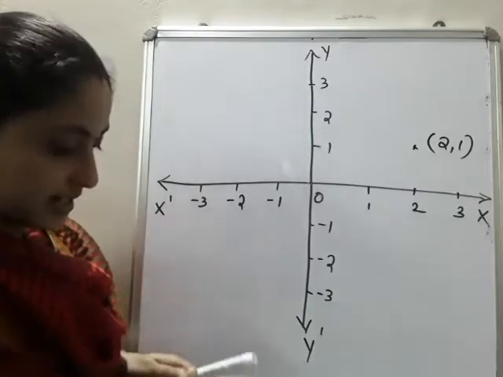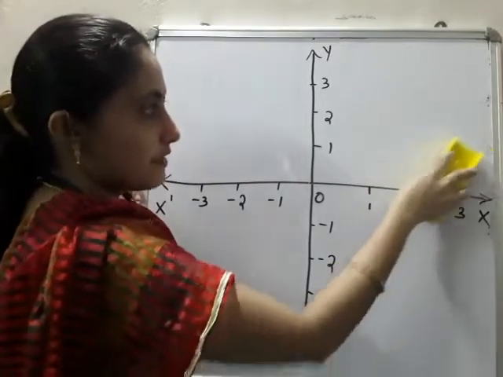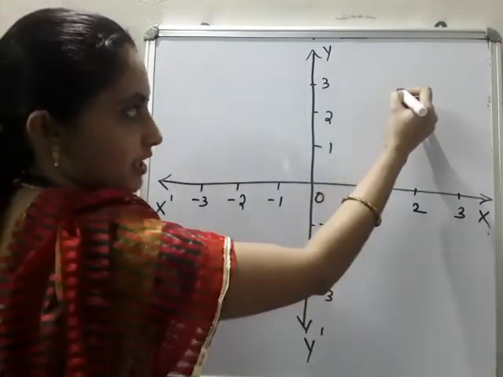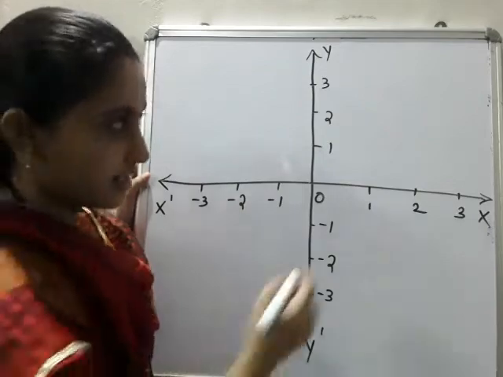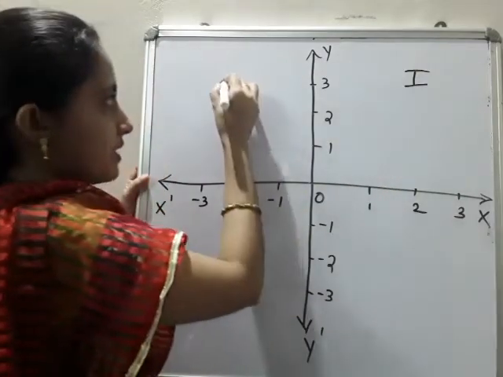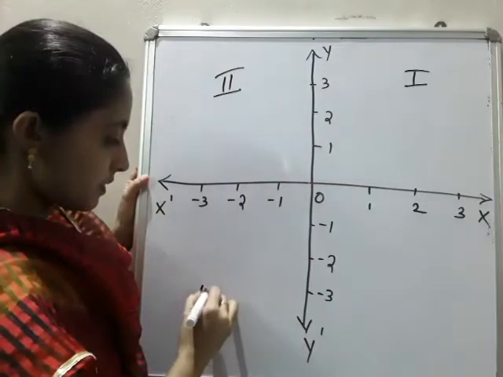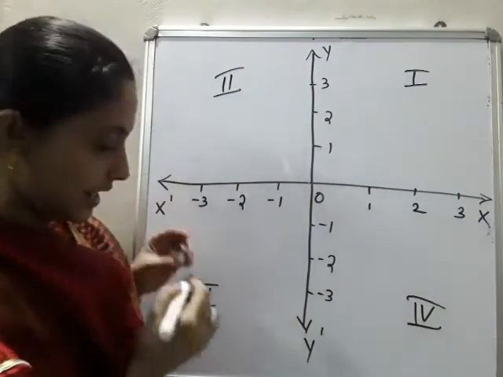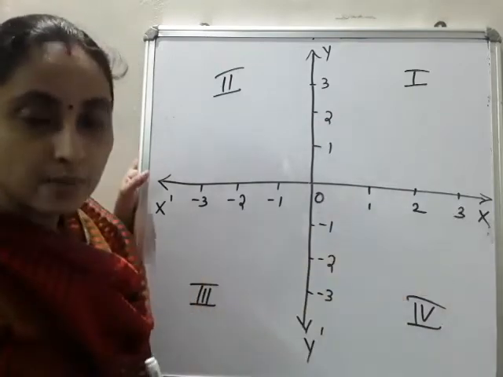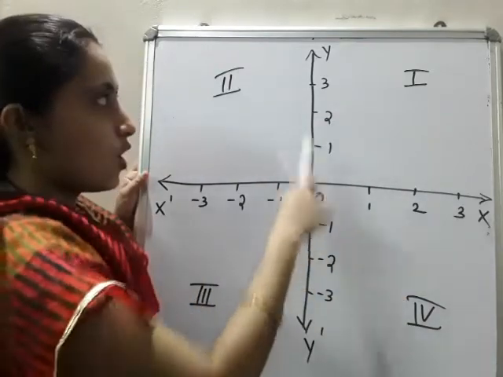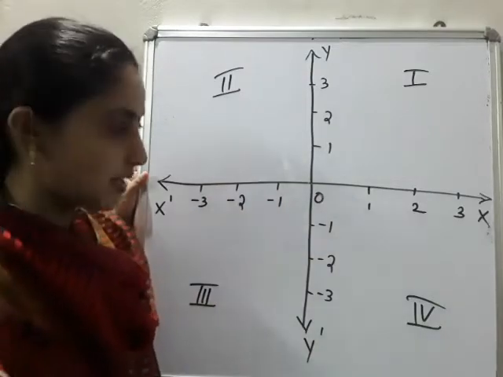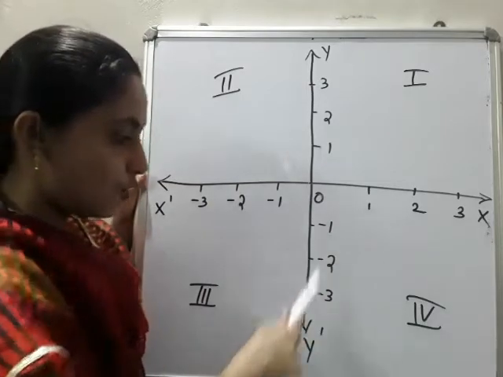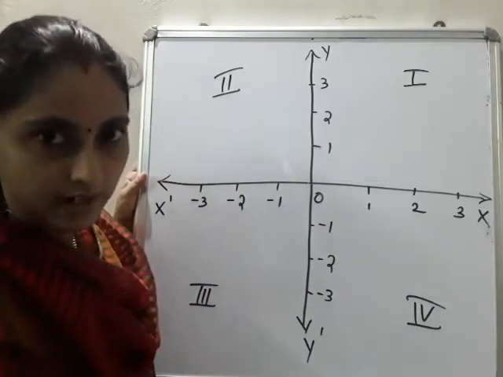Then we discussed the division of the plane. We divide the plane into 4 equal parts and each part is called a quadrant. This will be the first quadrant, this the second, this the third and this the fourth quadrant. Then OX is called the positive x-axis, OY the positive y-axis, OX dash the negative x-axis, and OY dash the negative y-axis.